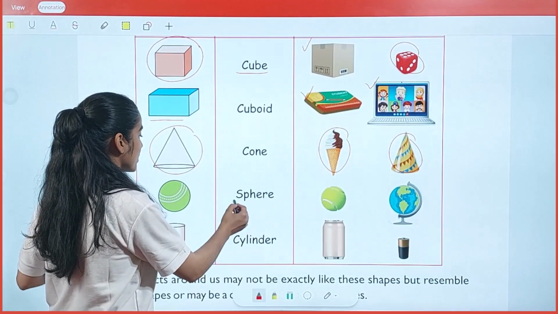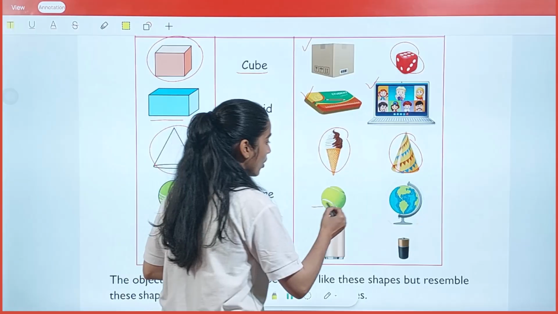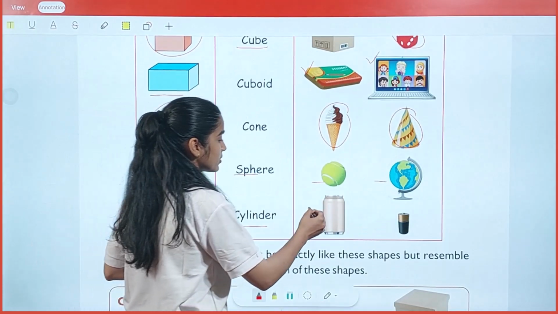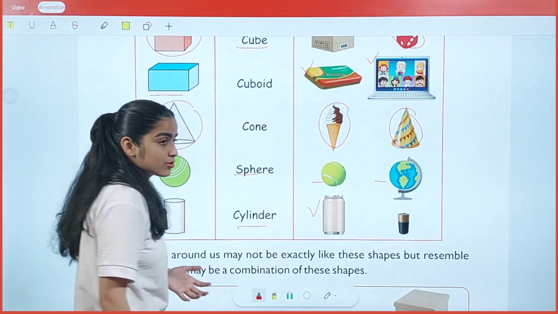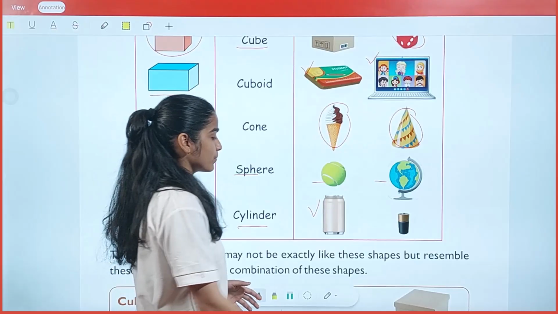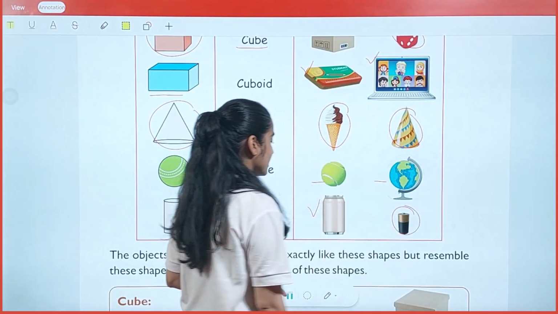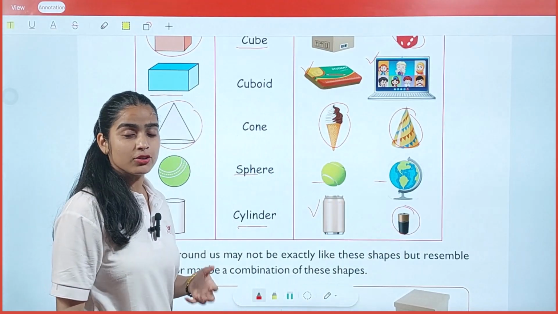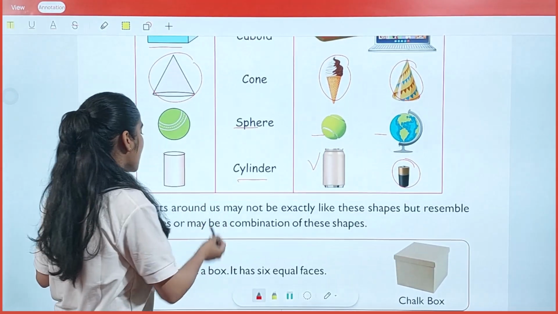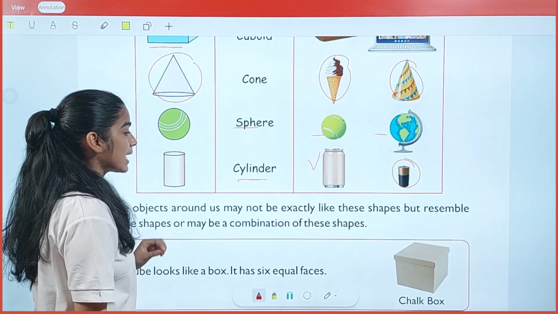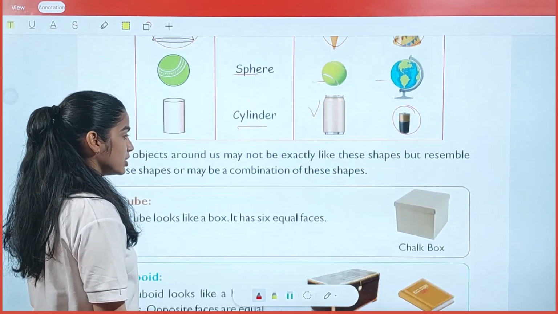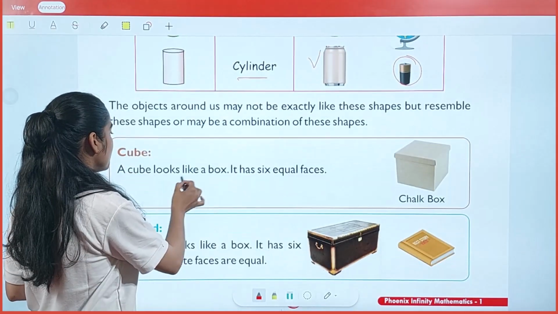Next we have sphere. Sphere means ball, your globe. Next we have cylinder. Cylinder is your can. Juice cans, these are your cylindrical shape. Your battery cells are also in cylindrical shape. The objects around us may not be exactly like these shapes but resemble these shapes, or maybe a combination of these shapes.